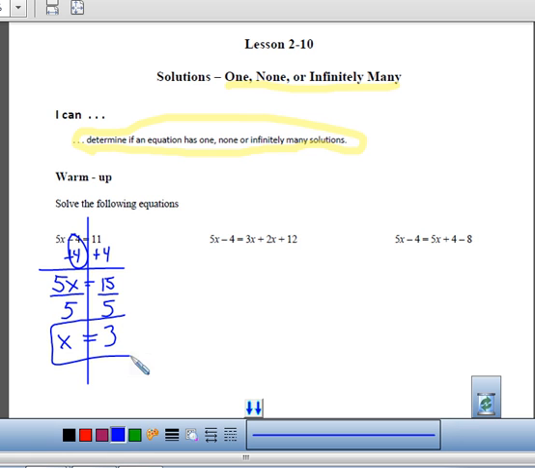And yes, I would expect that we would walk through the check to make sure that that works, and it will. So there is one solution for this example here. One, and that solution is the number 3.